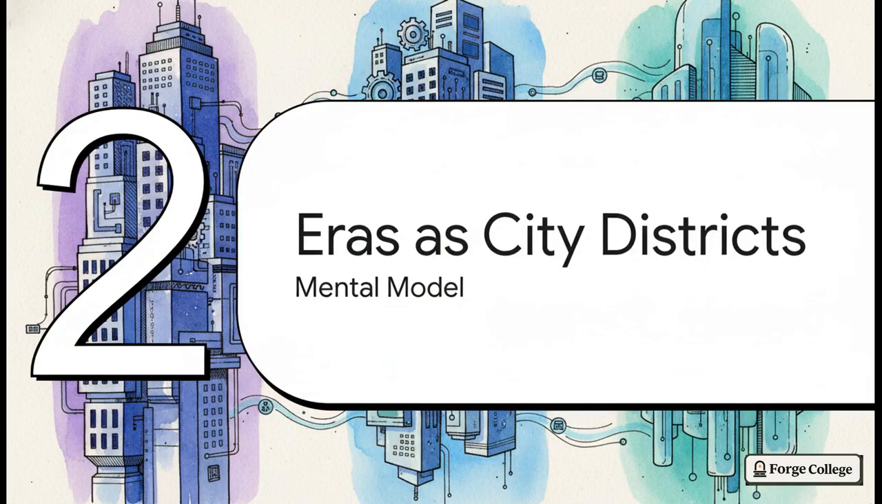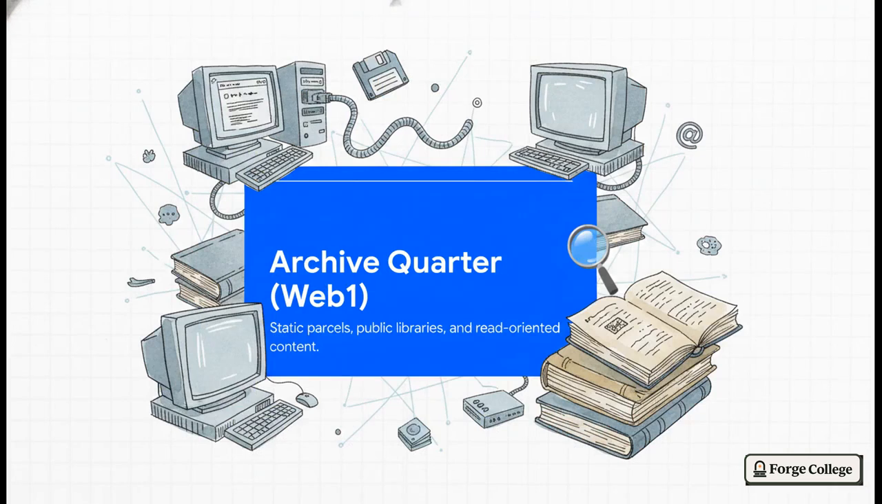Section 2. Eras as city districts. This is our core mental model. To make our analysis totally impartial and intuitive, I want you to imagine the web not as a series of software updates, but as an evolving city divided into distinct districts.